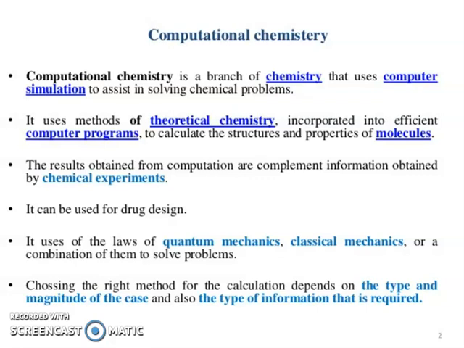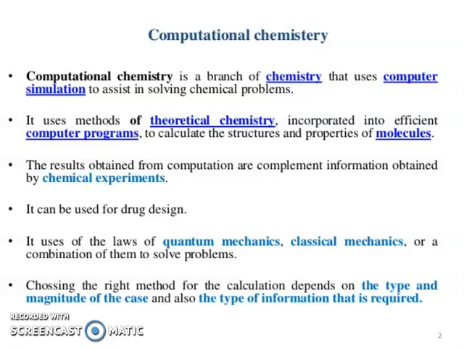Today in this video, we are going to learn about computational chemistry. So, what is computational chemistry? Computational chemistry is a branch of chemistry that uses computer simulations to assist in solving chemical problems. This is the simple definition. It uses the methods of theoretical chemistry incorporated into efficient computer programs.